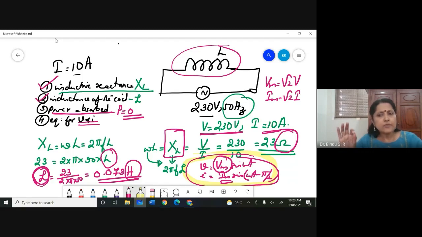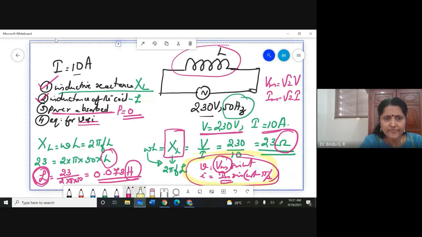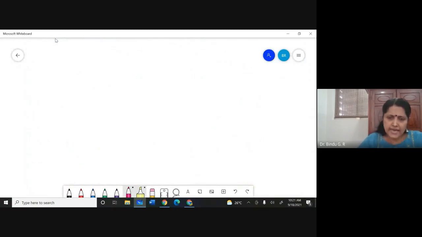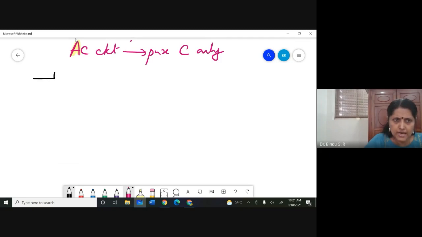Now I will give you a break, not now, after considering a C circuit also, a purely capacitive circuit on similar lines, same as this. Let's see what is happening there. Now, an AC circuit containing pure capacitance only, or if I draw the circuit, I'll have only a pure capacitance and an AC source.